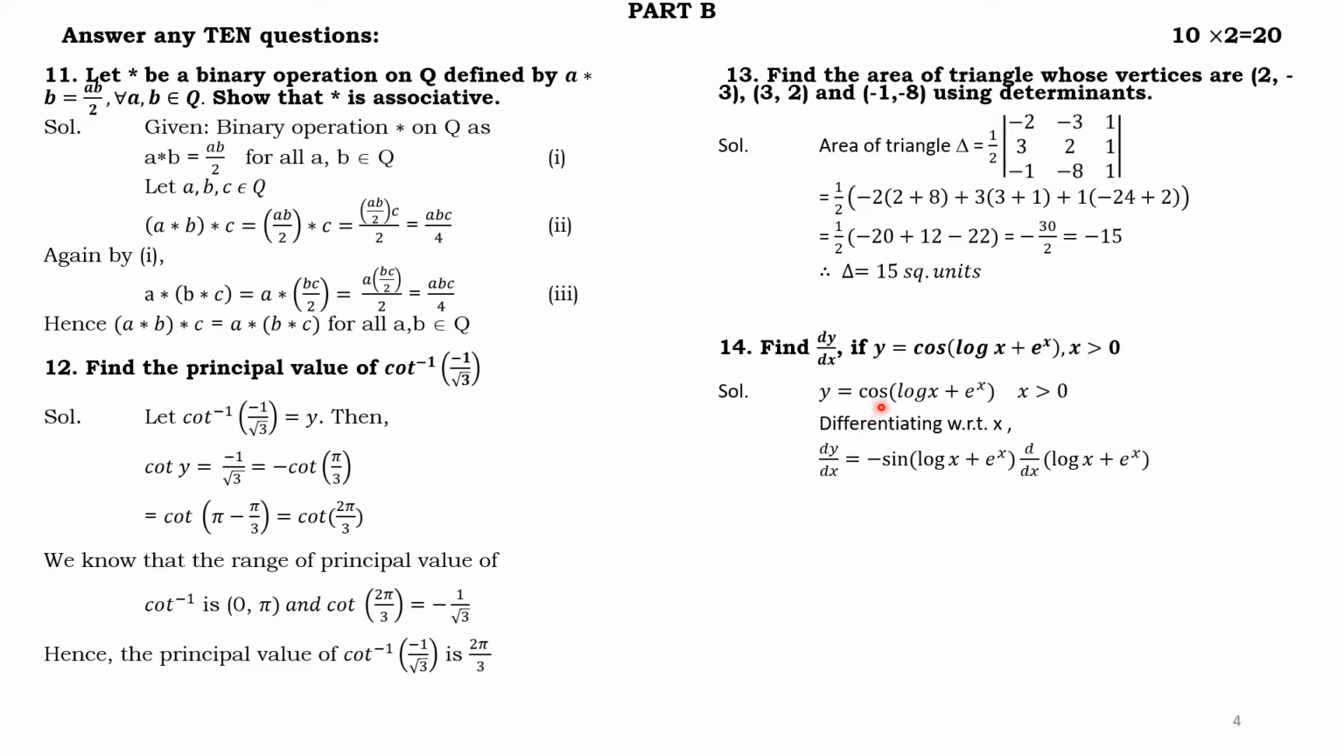differential of cos x is minus sin x. So it is written as minus sin of within bracket. The term within bracket is written as it is, that is log x plus e to the power of x, into differential of the term inside the bracket. Therefore, it is d by dx of log x plus e to the power of x. Therefore, that is equal to minus sin of log x plus e to the power of x, into d by dx of log x is 1 by x, plus d by dx of e to the power of x is e to the power of x itself.